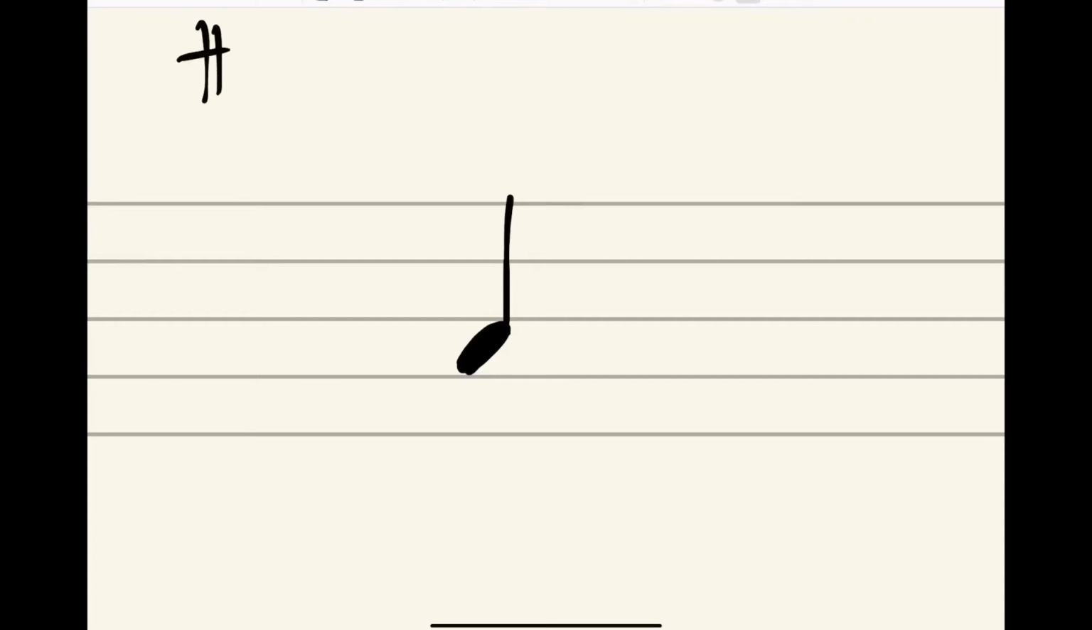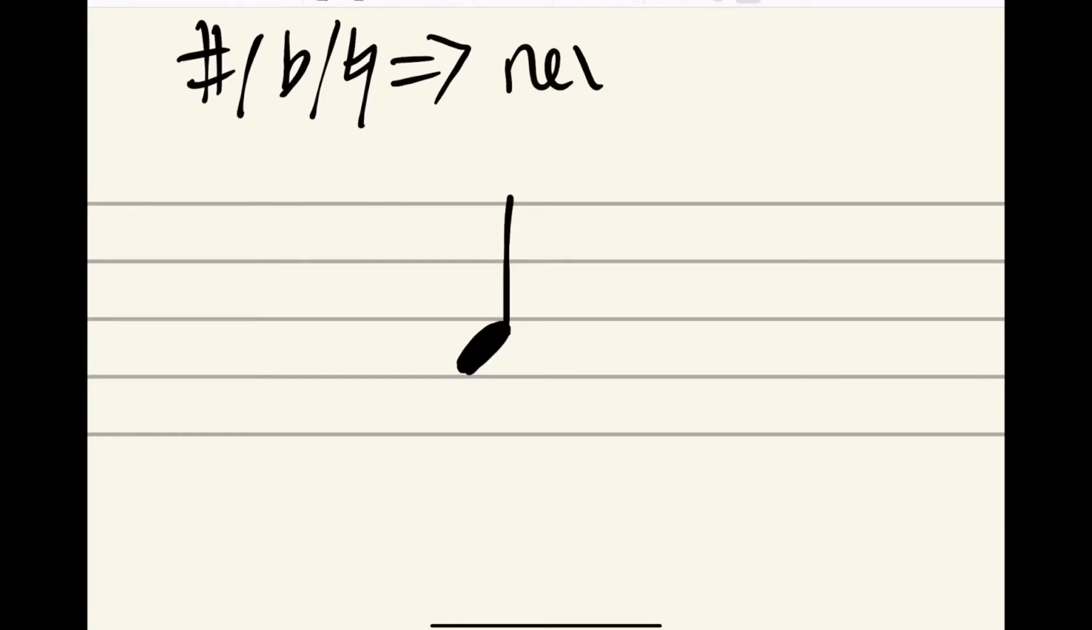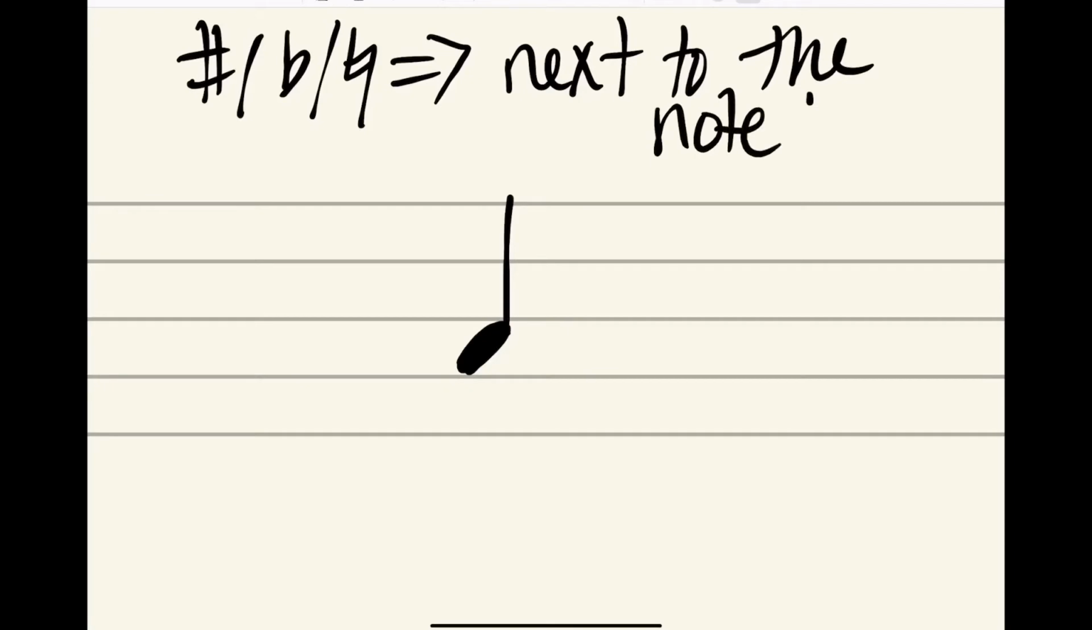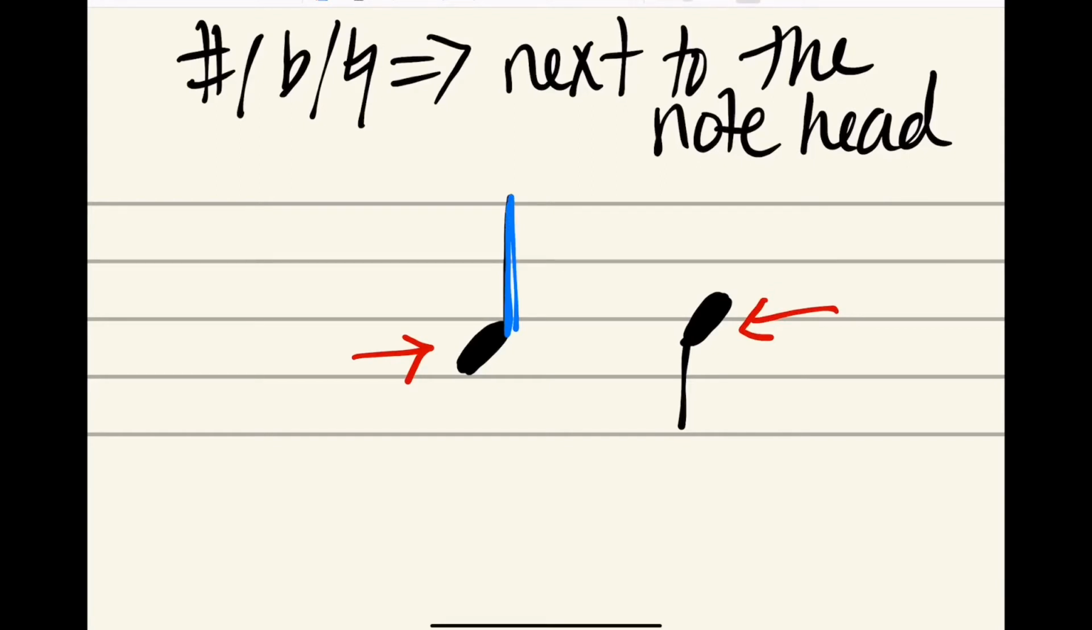Now let's discuss the placements of sharps, flats, and natural signs and where they go next to a note. When you're going to place one of the symbols, accidentals or sharps, you're going to place it next to the note head. Remember, we talked about stems and we discussed that the stem is a little stick. That means that the note head is the actual round part of the note, okay? So the stem is the little stick and the note head is the little round part of the note.